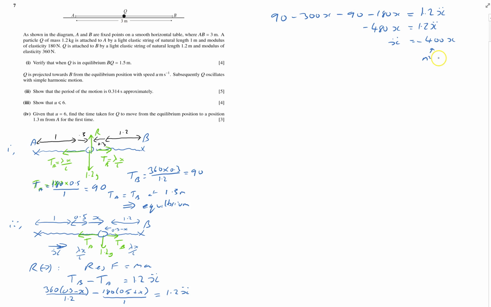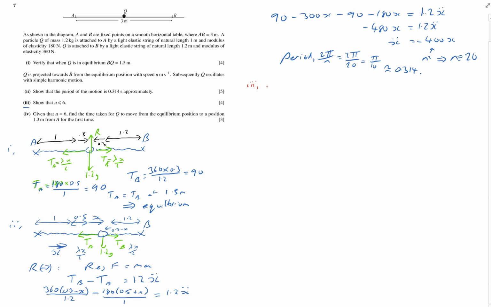That's my n squared. Therefore, n equals 20, and the period, which is 2 pi over n, equals 2 pi over 20, which equals pi over 10, which approximately equals 0.314. And that now has done the second part, and I've now got to do the third part. I'll do it in a different colour, so otherwise it can get difficult.